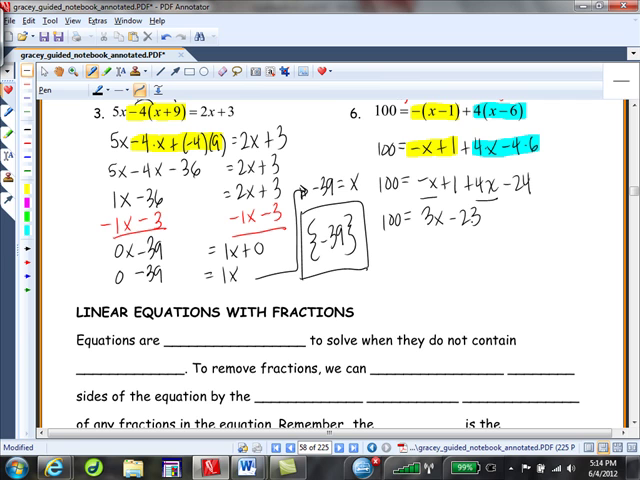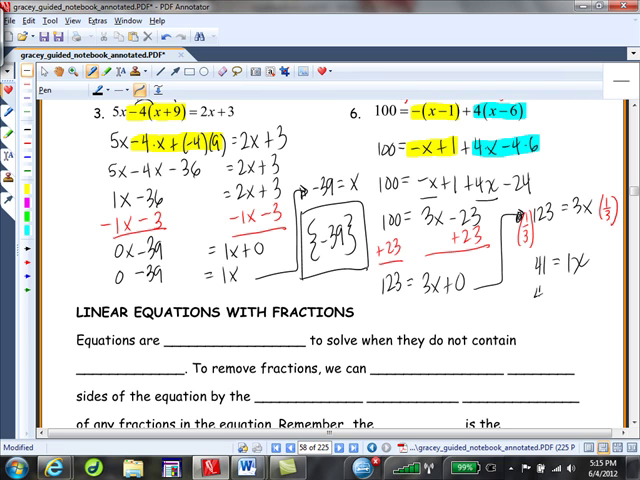100 equals 3 x's, combining the negative x and the 4x, minus 23, combining the positive 1 and the negative 24. Now I'm going to go ahead and get the constant to the other side. And we will have 123 is equal to 3x plus 0. 123 is equal to 3x. And if we multiply both sides by 1/3, we'll get a 1 in front of that x. So 3 goes into 123 41 times, and that's equal to 1x, so 41 equals x. And in our roster notation, we'll put 41. That is the solution to the equation.